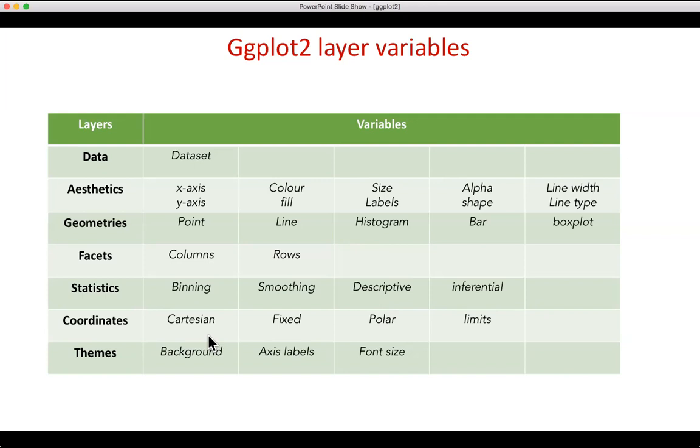Coordinates, there are different kinds of coordinates you can use, and mostly we will be focusing on the Cartesian one, but there are other ones as well. Finally, as I mentioned, the themes help you set up the background of your graphs, their axis label, font size, font type, all those can be set up in the themes layer. And each of these layers can be manipulated independently. You don't have to rewrite everything to manipulate one particular layer. You can just modify one layer and everything else gets customized based on the modification that is applied to that particular layer.